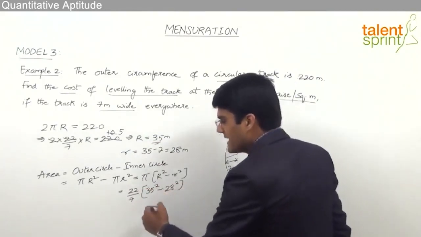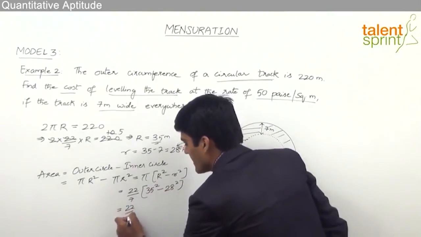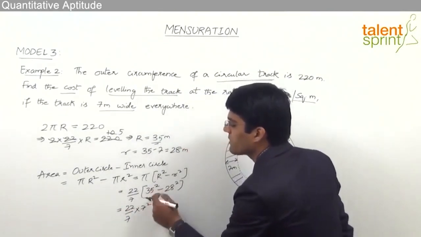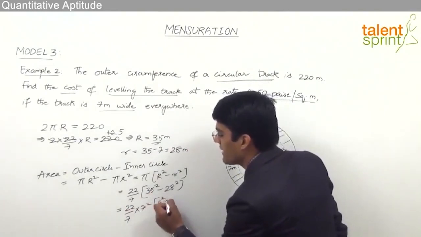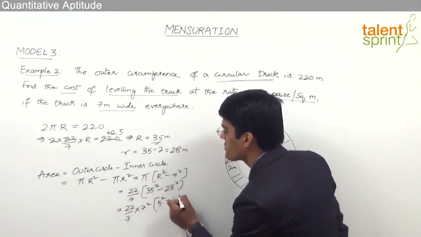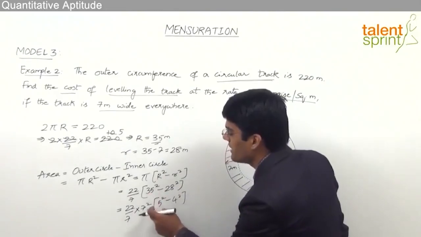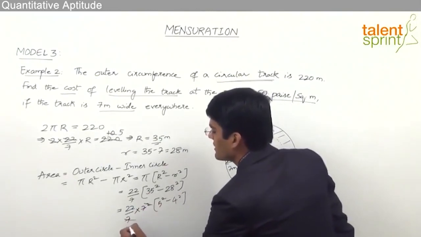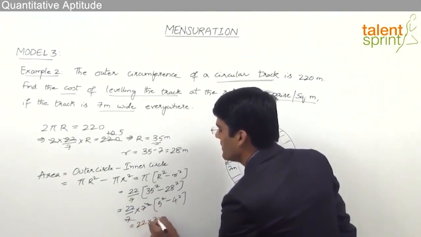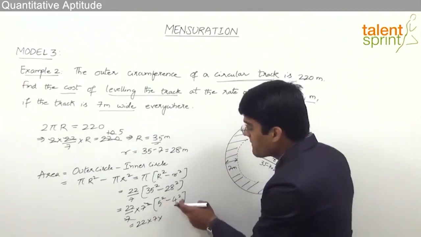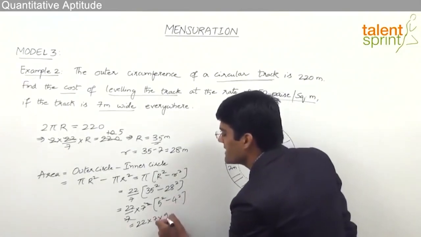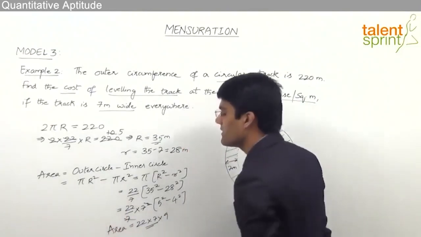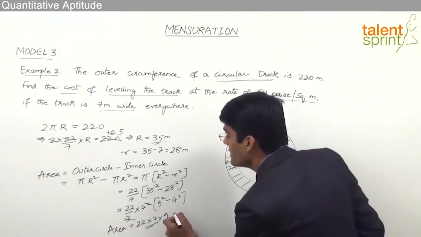Now from this we can take it as 22 by 7 into, let's take 7 square common. If 7 square is taken out, 35 square will be 7 square into 5 square, and 28 square will be 7 square into 4 square, because 5 into 7 is 35 and 4 into 7 is 28. So 7 and 7 get cancelled. This will be equal to 22 into 7 into 5 square 25 minus 4 square 16. 25 minus 16 is 9. So the total area of the track is 22 into 7 into 9 meters square.